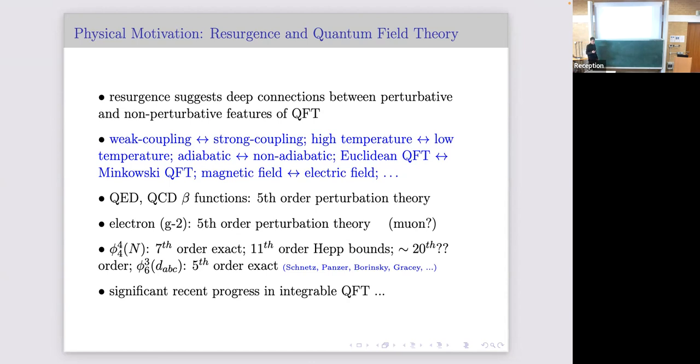There's also been significant recent progress in more symmetric field theories. Symmetric field theories are integrable models. We can use other tools rather than just standard perturbation theory. And we've learned a huge amount about those field theories, about perturbation theory in general from that. This is just to say there's a lot of activity, and I think it's the right time to ask ourselves, what are we going to do with this information?